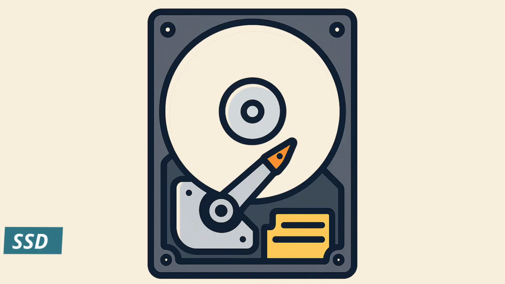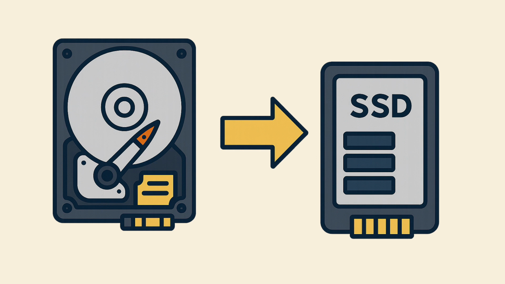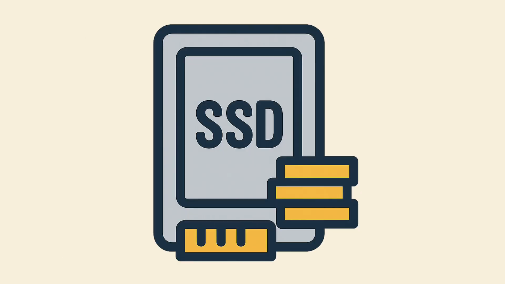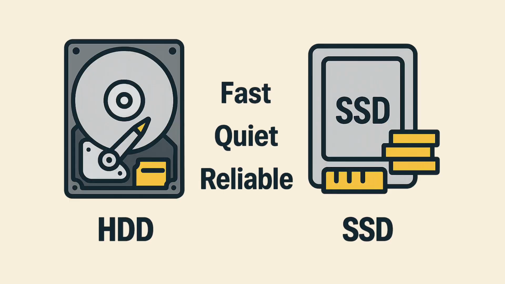Hard drives with spinning shelves were useful for decades. But computers needed something faster. Something with no moving parts. That's where the solid-state drive, the SSD, comes in. Think of an SSD as a digital bookshelf. No spinning shelves. No mechanical arms. Just instant access. When you tap a book on this shelf, it appears in your hands immediately.